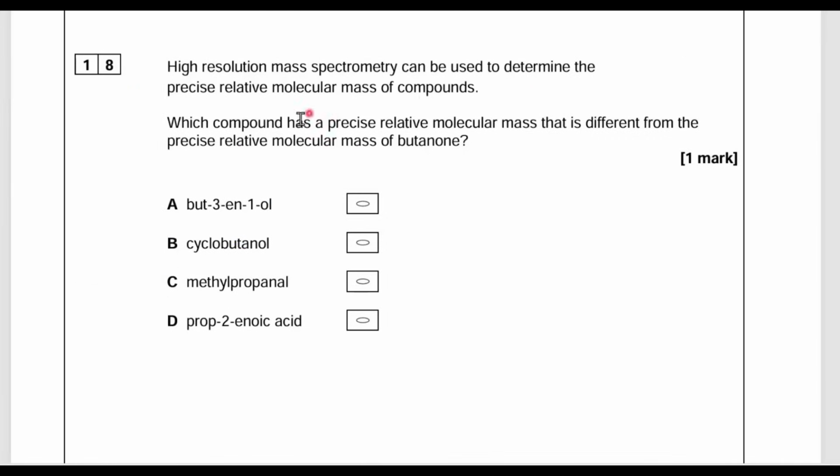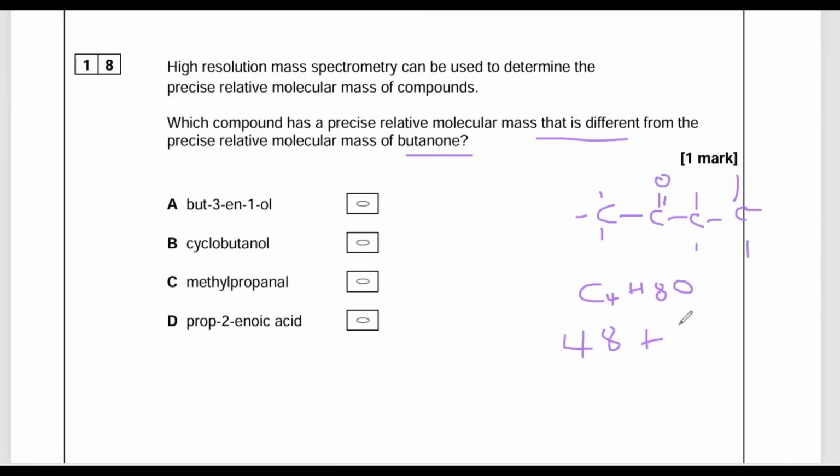18. High-resolution mass spectrometry can be used to determine the precise relative molecular mass of compounds. Which compound has a precise relative molecular mass that's different from the precise relative molecular mass of butanone? So when we look at butanone, it has the same molecular formula as these others. So we're really looking for one with a slightly different structure. And so what we find here is it's C4H8O. That's 72 as the MR. Let's write this out.